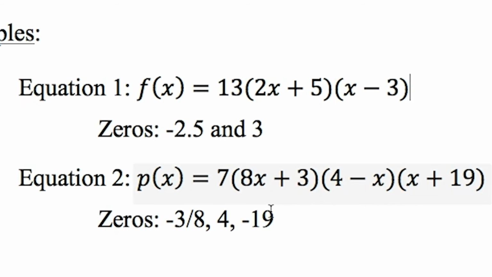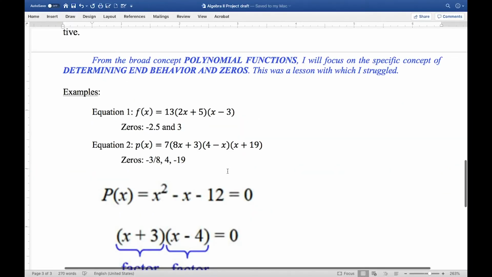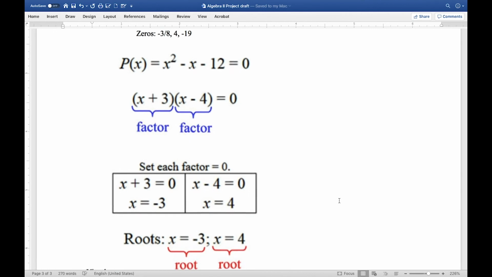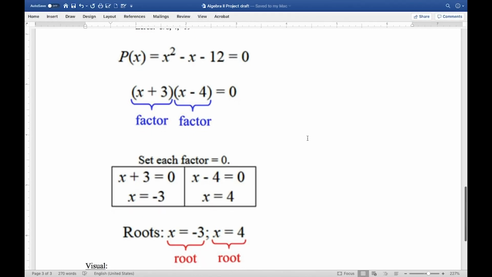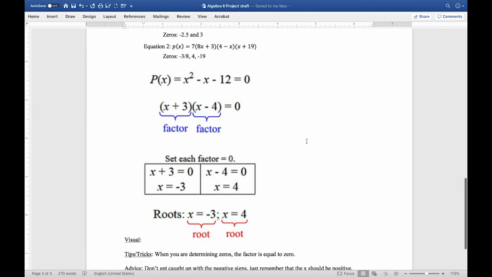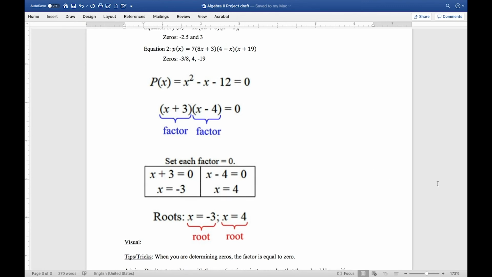And then our last factor in this equation is x plus 19. For this, you should just subtract 19, and then your zero is negative 19. I found this visual online, and I hope it's helpful. It's just going through an equation and finding the roots. And keep in mind, roots are the same thing as zeros.